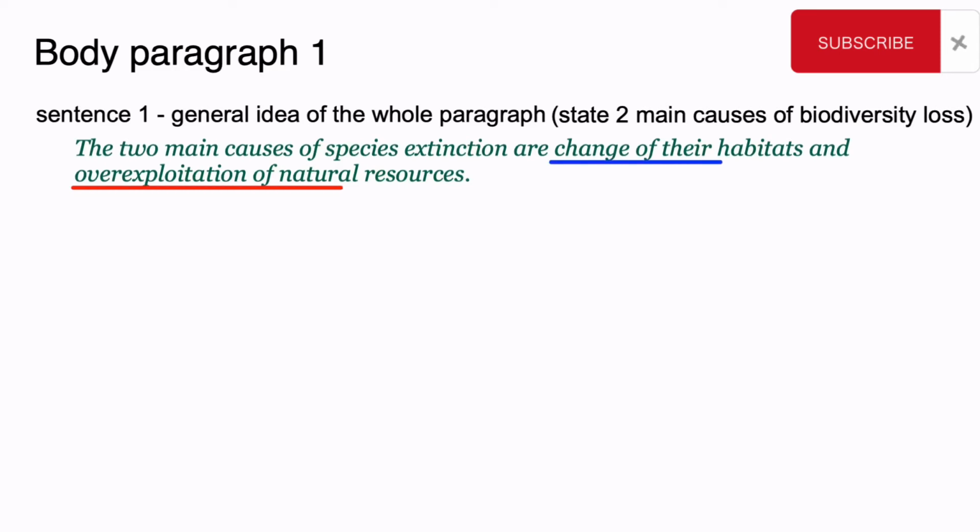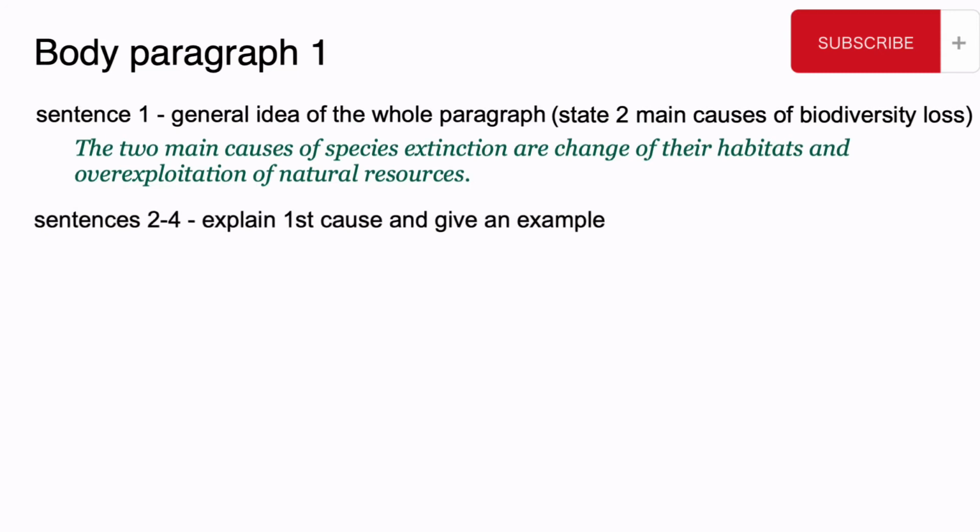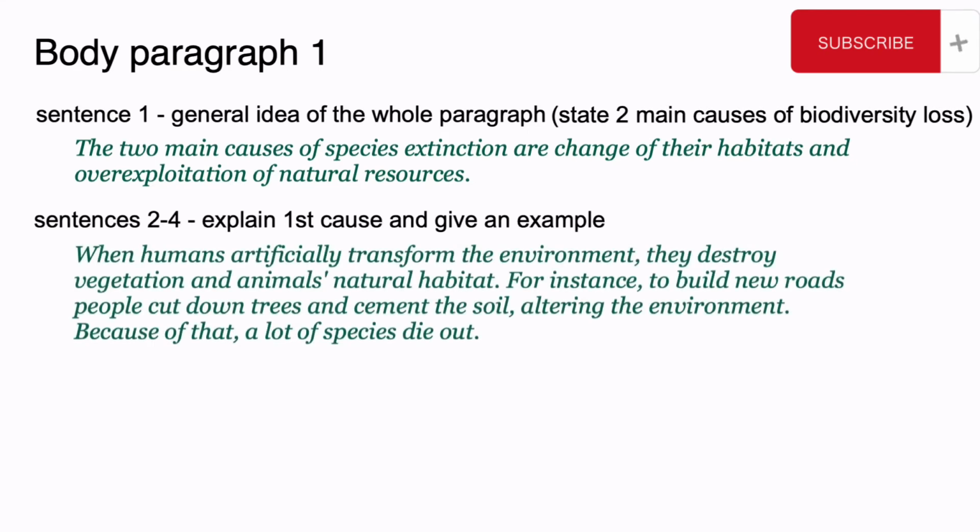Remember, we have produced these ideas earlier, so now I simply plug them into my sentence. Excellent! Moving on. Now I have to explain the first cause and give an example. Here's how I wrote it. When humans artificially transform the environment, they destroy vegetation and animals' natural habitat. For instance, to build new roads, people cut down trees and cement the soil, altering the environment. Because of that, a lot of species die out.